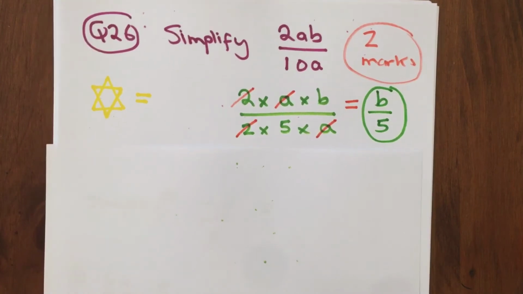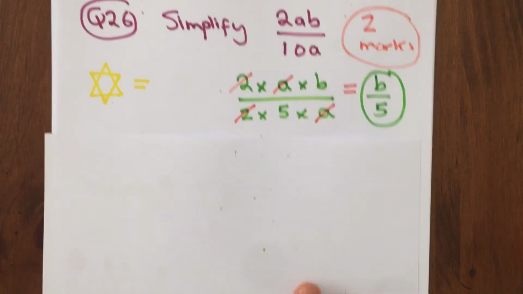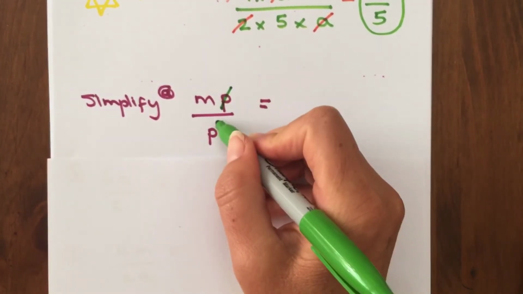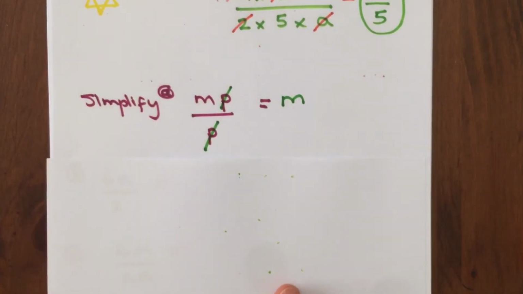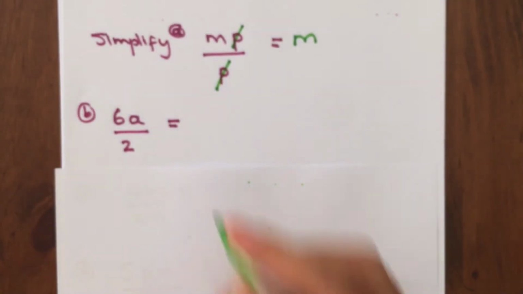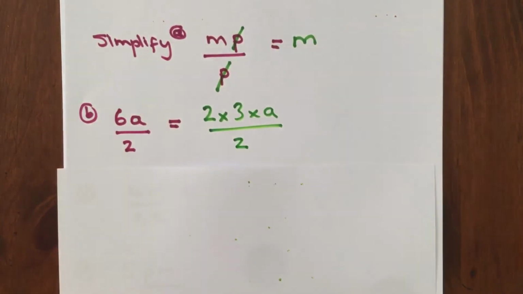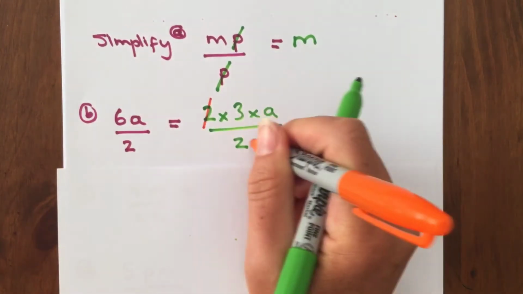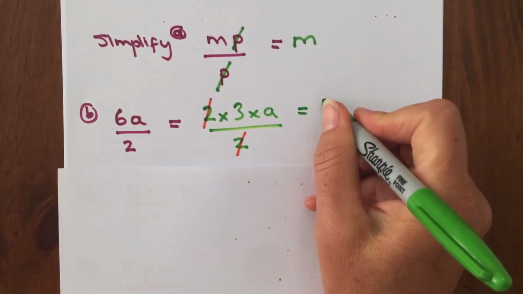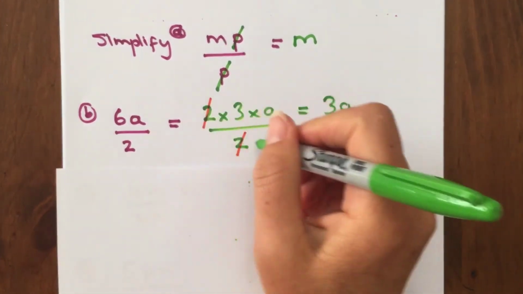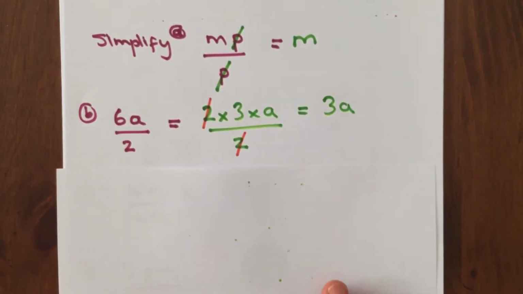Well done to the 2 people who got that right. Now it's so hard, let's just do a few more together. Right, simplify. Okay, what's on the top and the bottom that I cancel? Well, I've got a P here and a P here. So I'm left with M. What can I cancel here? Well, 6 is 2 times 3 times A divided by 2. What can I cancel, top and bottom? A 2. So all I've got left on the top is 3A, and all I've got on the bottom is a 1, because I'm basically dividing top and bottom by 2.